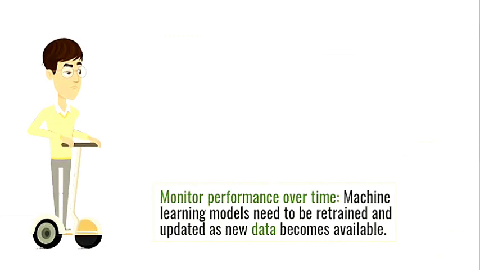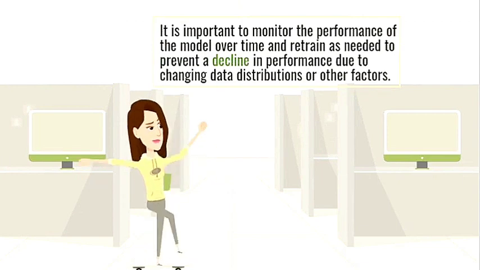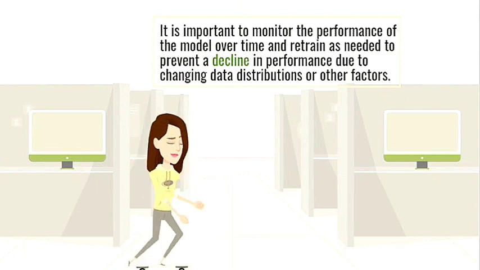Monitor performance over time. Machine learning models need to be retrained and updated as new data becomes available. It is important to monitor the performance of the model over time and retrain as needed to prevent a decline in performance due to changing data distributions or other factors.